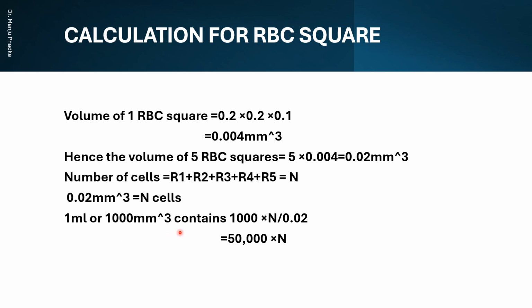So 1000 millimeter cube or 1 ml will contain 50,000 into N. So whatever is your total number of cells in the 5 RBC squares is multiplied by 50,000. And this final count is then later multiplied by the dilution factor if the sample has been appropriately diluted.